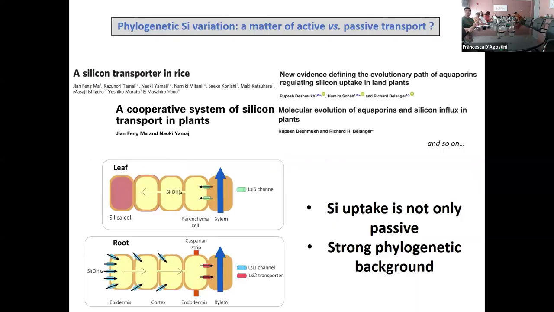So, to understand this phylogenetic control, it looks like molecular biology can have some answers, especially the fact that it seems to be a matter of active versus passive transport. The Japanese really started to work on that with rice in the early 2000s, and they showed that yes, there is a system of active silicon transport. For now, they speak about three or four active silicon transporters. So it means that silicon uptake is not only passive, not only driven by transpiration. And it also kind of explains the phylogenetic background that we are seeing in today's plant silicon.